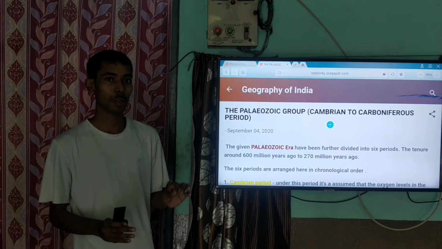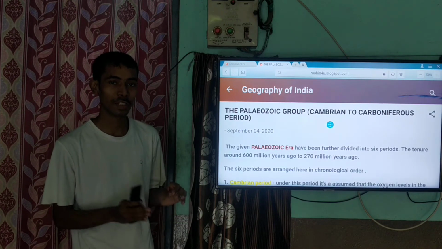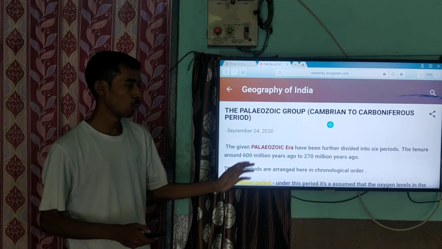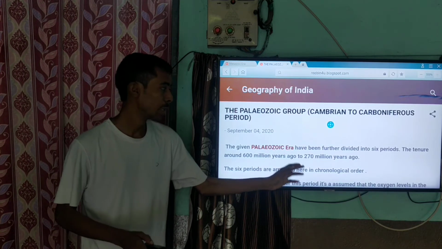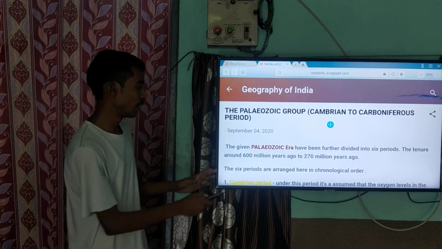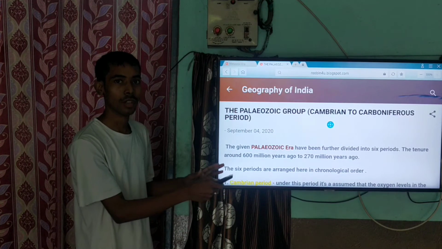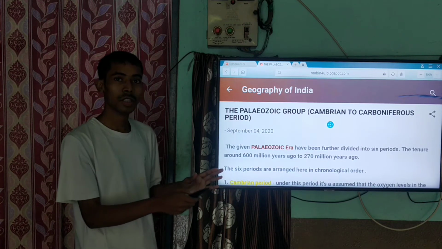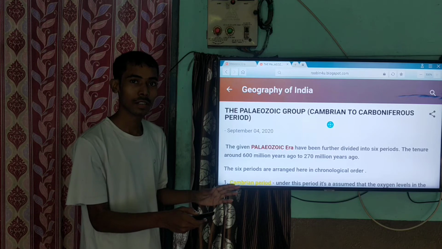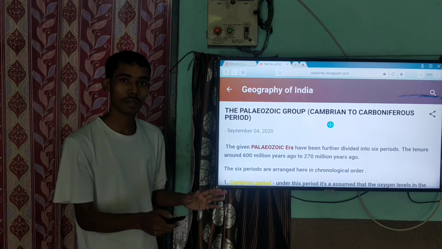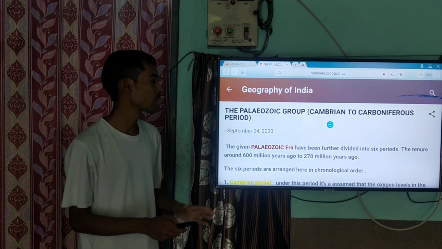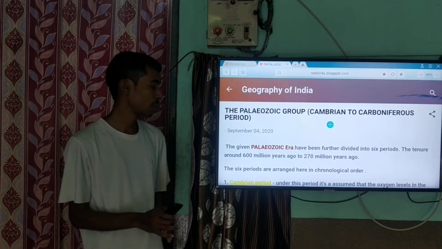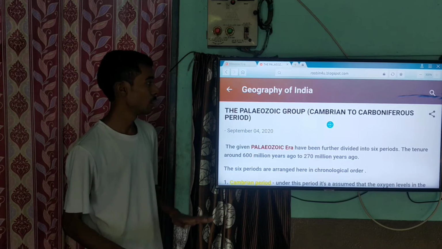If you go according to geography of India, there you would find 570 million years ago to 24.5 million years ago. Okay. But I have taken this data from a book named History of Ancient India, that has been written by Upendra Singh. So from there I have collected this data. It is going to vary from place to place, so don't worry.